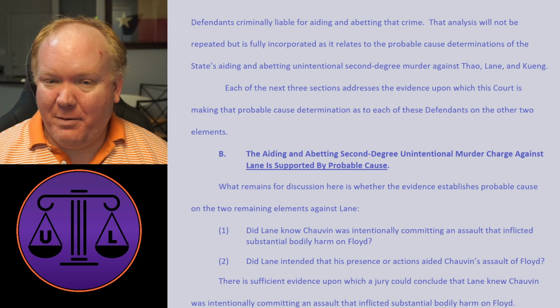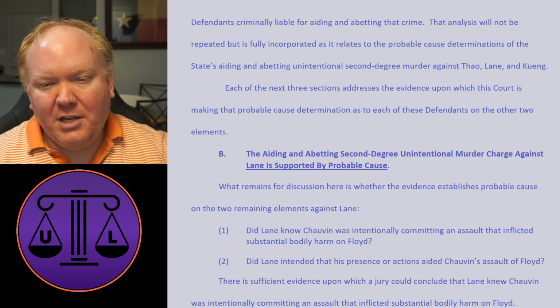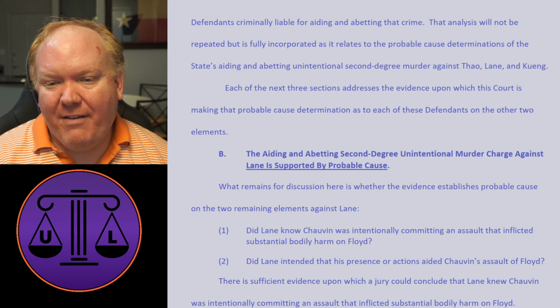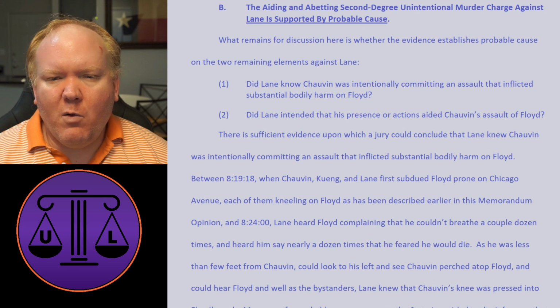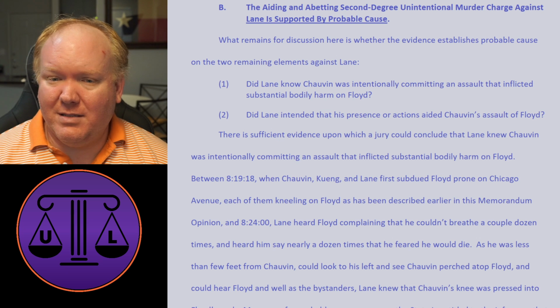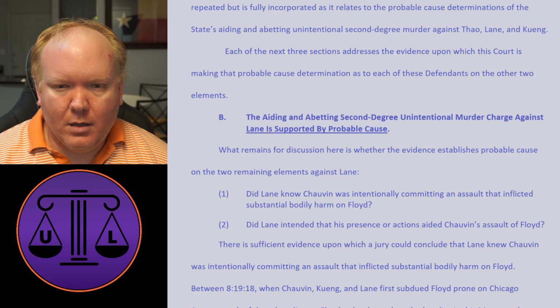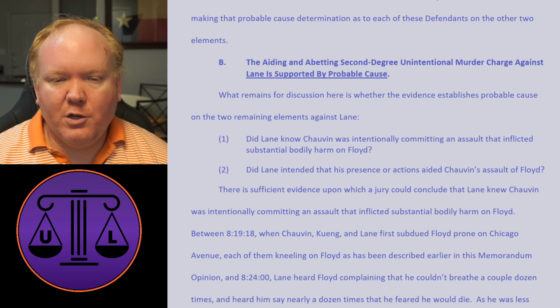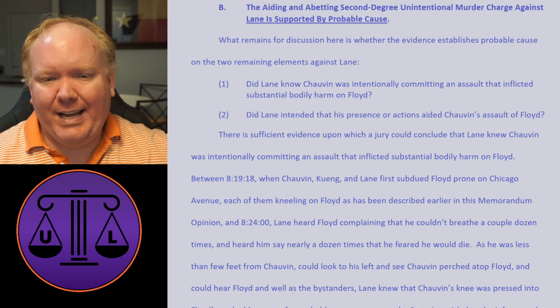That analysis will not be repeated, but it's fully incorporated as it relates to the probable cause determination. Each of the next three sections addresses the evidence on which this court is making the determination. All right, what remains for discussion then is whether the evidence establishes probable cause on the remaining two elements. So we're going to do them each individually now. We're going to discuss them each individually. Okay, fine. So let's discuss Lane.